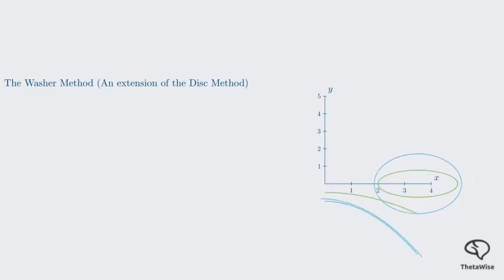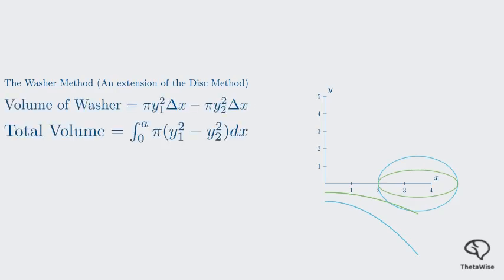The formula is very intuitive. We find the volume of the larger outer solid and subtract the volume of the smaller inner solid. If y1 is the outer radius and y2 is the inner radius, the volume of a single washer is pi times the difference of their squares, all times dx. The total volume is the integral of this expression.